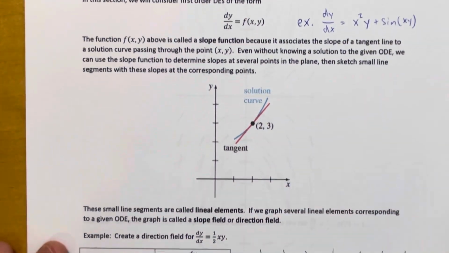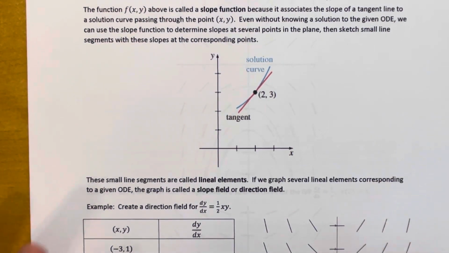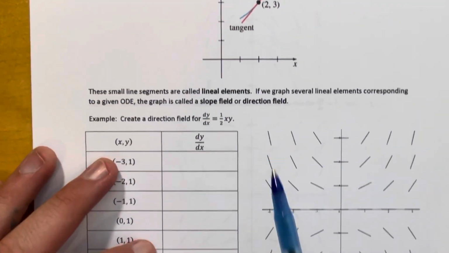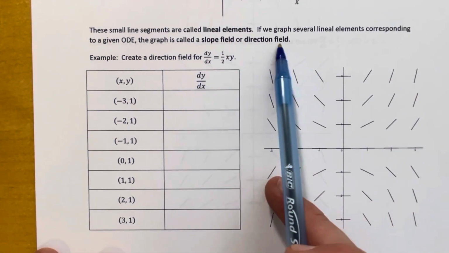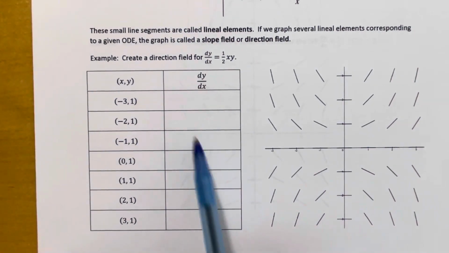Those little line segments are what we call lineal elements. If you graph enough of them, it's going to give you a sense of what the solution curve or solution curves to a differential equation may look like. It's going to provide the directions of those curves. So for that reason, we're going to call the thing we're about to create a slope field or a direction field. Okay, so let me go through an example so you can get a better idea of what we're looking at.